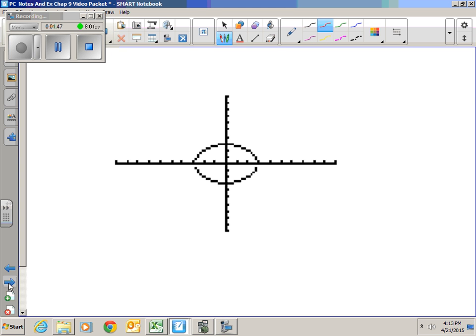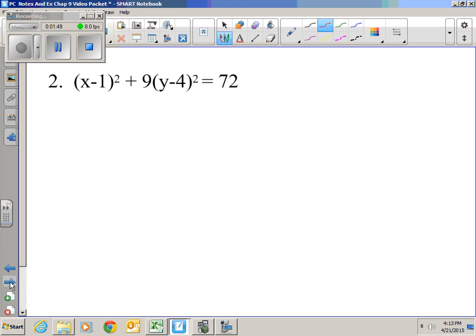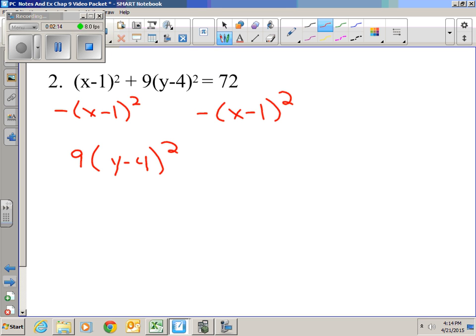Let's try another one. Looking at this one, I want to solve this one for y. Again, this looks like it's going to be an ellipse. So, first thing I'm going to do is subtract this term from both sides. So I get 9 times the quantity y minus 4 squared is equal to 72 minus the quantity x minus 1 squared. I'm now going to divide both sides by 9.